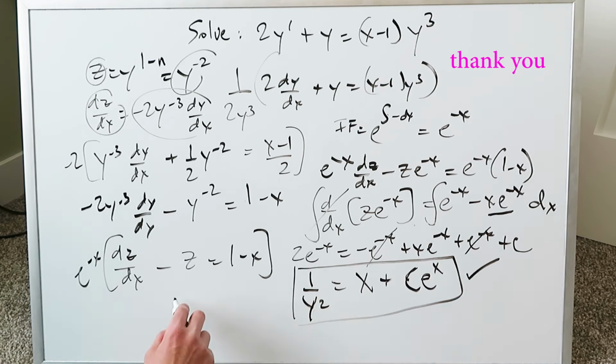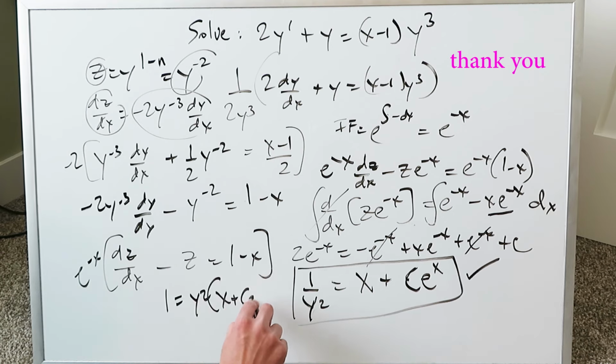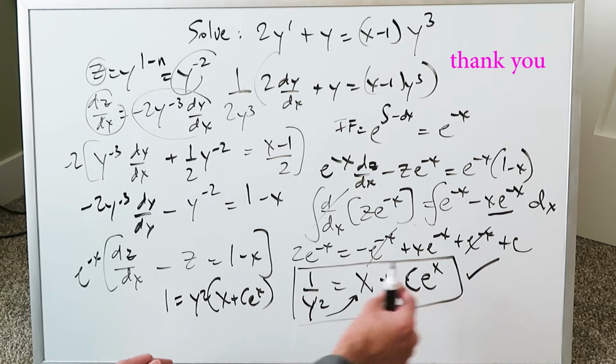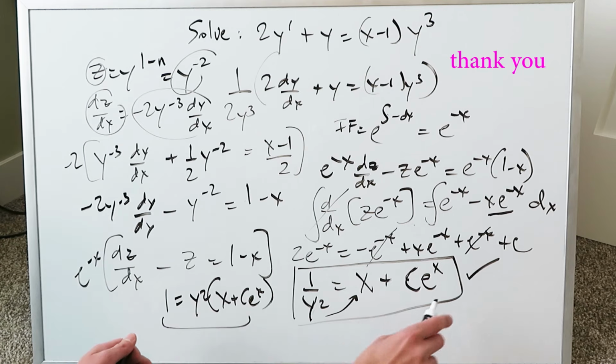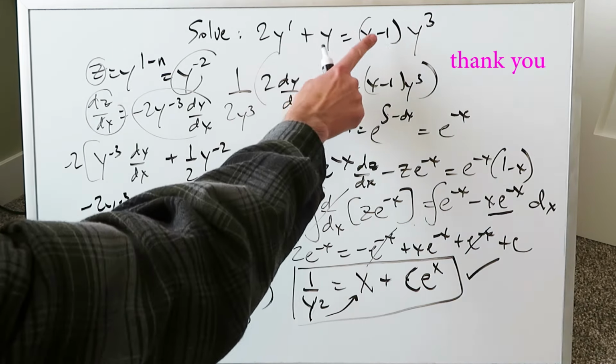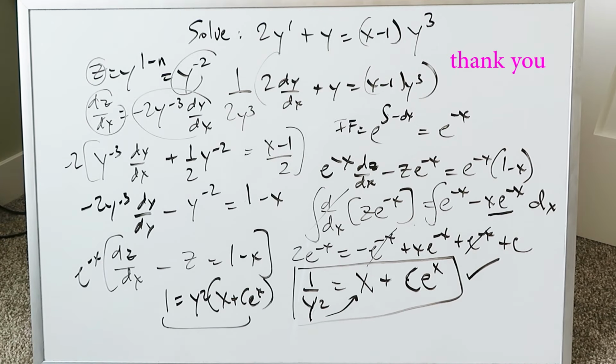If you want, you can also present this answer as 1 equal to y squared times x plus c e to the x in parentheses, and you can bring the y squared to the other side. You can cross multiply it here and parenthesize that. But this answer right here and this expression right here, they're both good. They're equally good in my opinion, and that solves this differential equation of the Bernoulli's form.